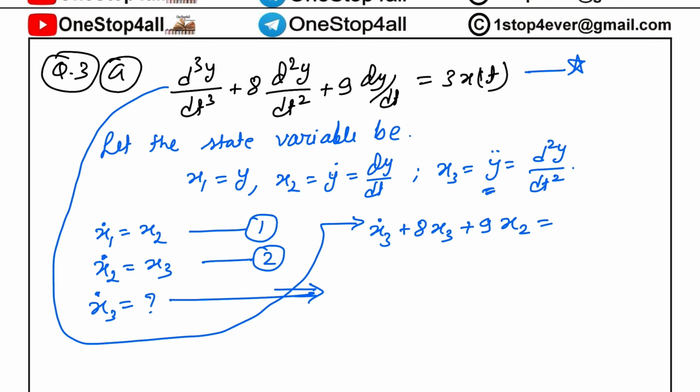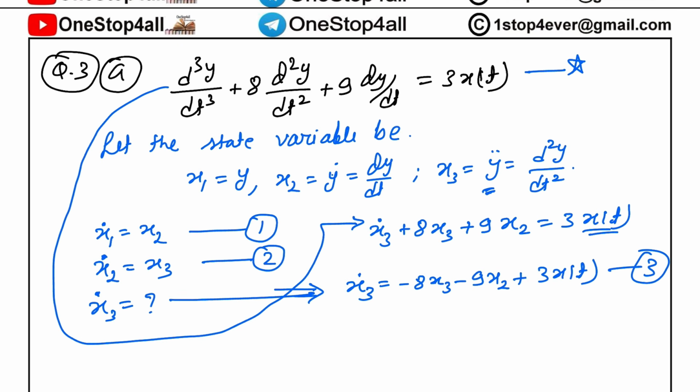So, it is y equal to 3 into x of t. X of t is what? It is input. So, from here x3 dot, what we can write here? Tell me. Minus 8 x3 minus 9 x2 plus 3 of x of t. So, let this be equation number 3.